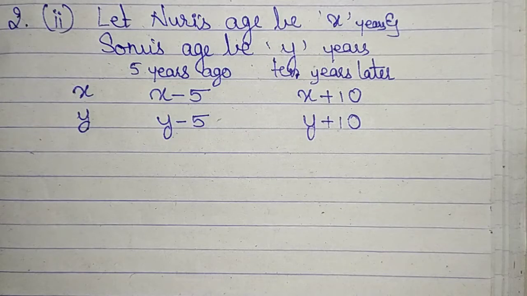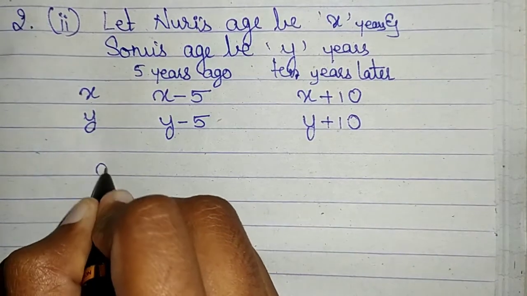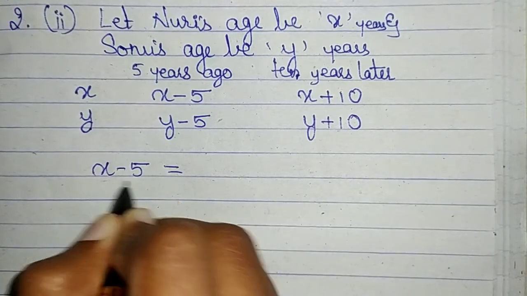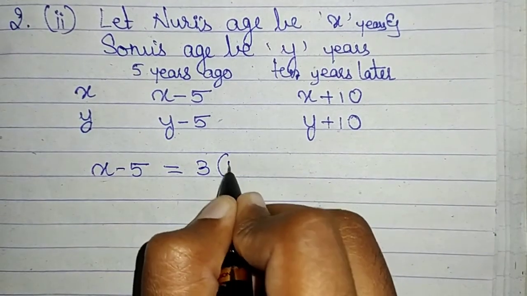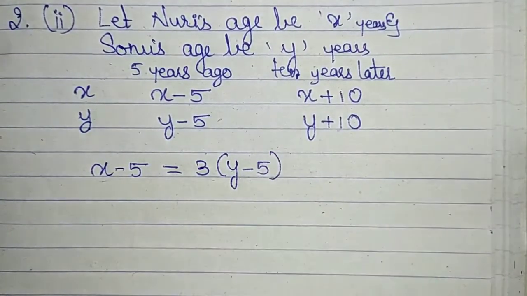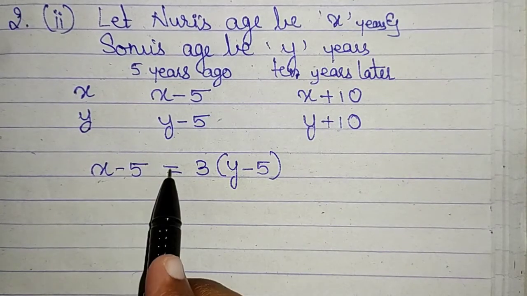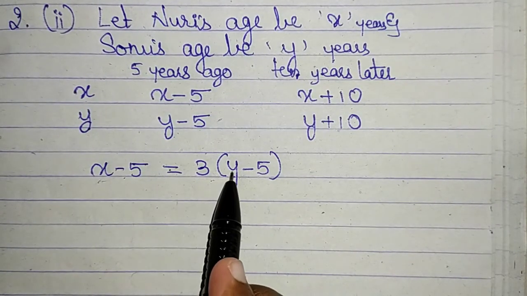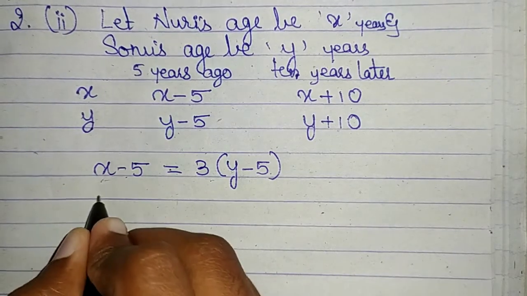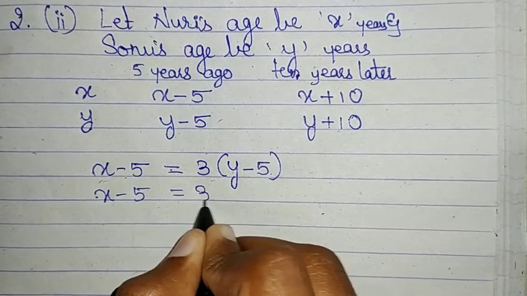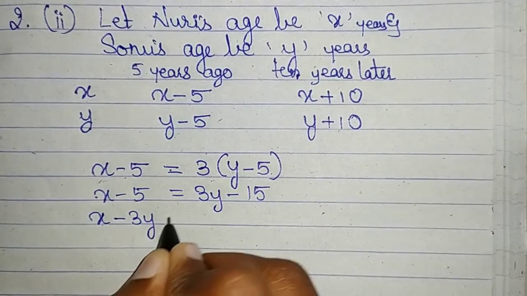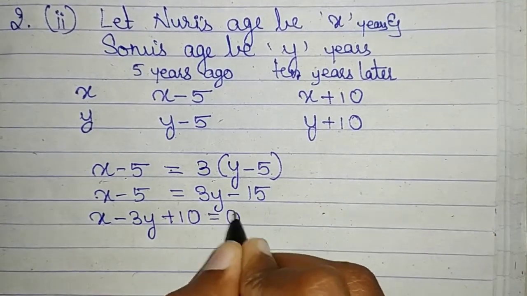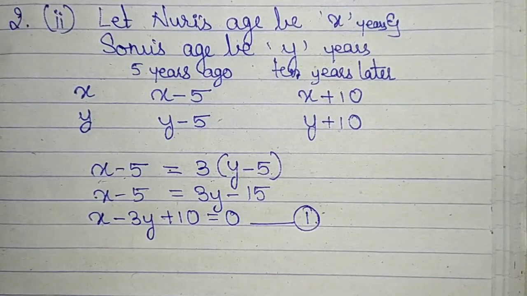So what happened 5 years ago? 5 years ago, Noori was thrice as old as Sonu. That means X minus 5 is equal to, this is 5 years ago's Noori's age, right? So 5 years ago, Noori was 3 times older than Sonu's age at that time. So X minus 5 is equal to 3 of Y minus 5. On simplification, we get X minus 5 is equal to 3Y minus 15. So X minus 3Y plus 10 is equal to 0 is our very first equation.